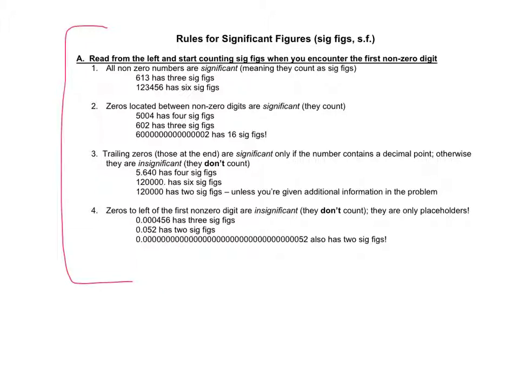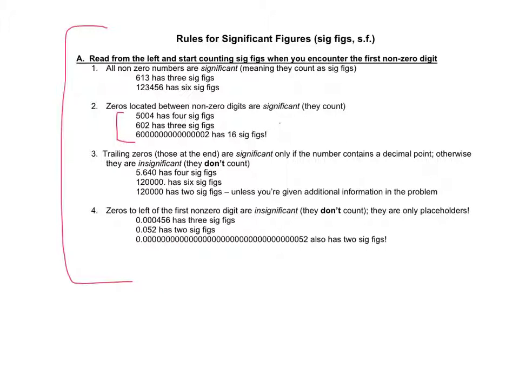The last 3 are about zeros. So the second one says zeros that are located between non-zero digits are significant. We call those sandwiched zeros because they're in between two numbers that aren't zeros. So you can see some examples of those there. All of those zeros would be significant. They would count. Trailing zeros are zeros that are at the end. So they're after a non-zero number, and those are significant only if the number contains a decimal point. Otherwise, they don't count.